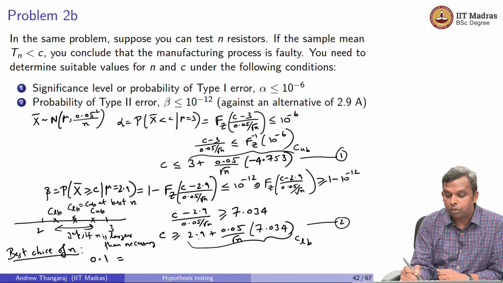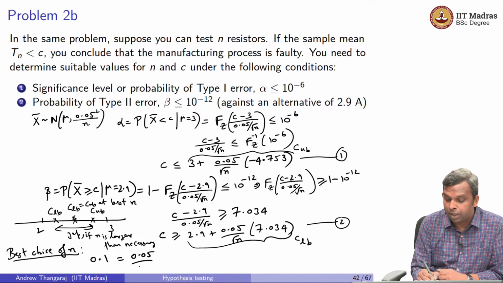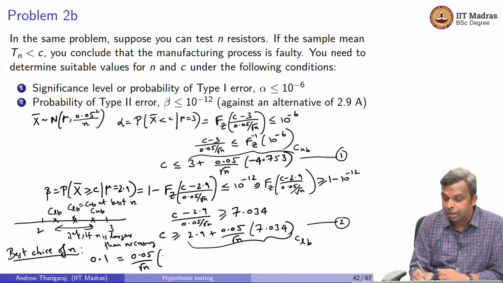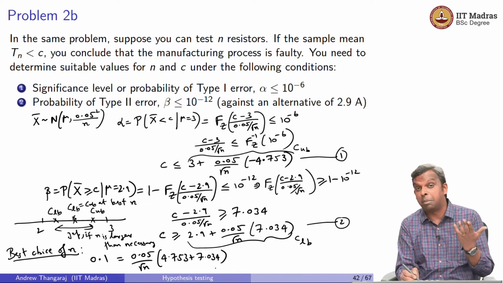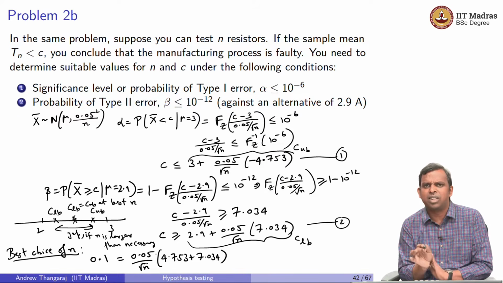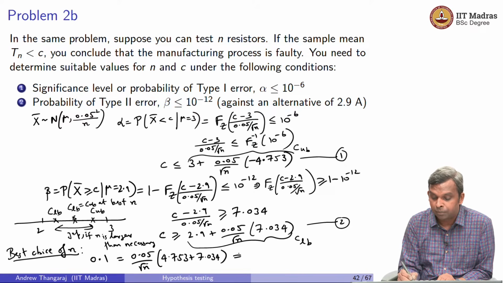0.1, right? 2.9 to that side, 3 minus 2.9 is 0.1, and that is 0.05 by root n times the sum of these two things, right? Because this came to this side, so it got added up. So 4.753 plus 7.034. So you will see something like this as a formula stated in many stats textbooks. They will state this as a formula for finding what n is, okay? In general, it's very easy to derive, and this is how it works, okay? From here you can figure out what n is. I think n will come out to be roughly about 36 or so. You can check this, okay?